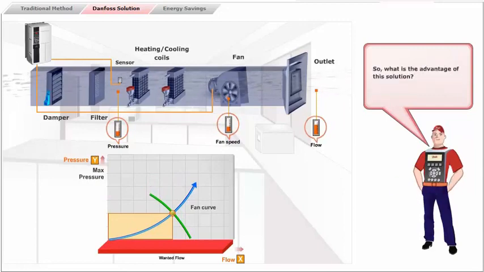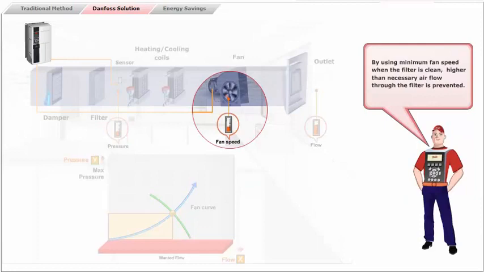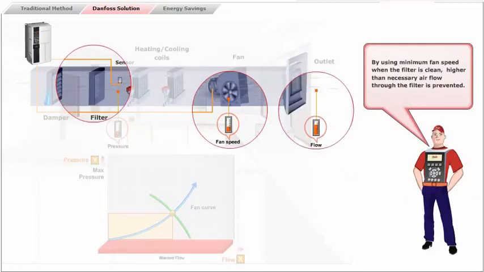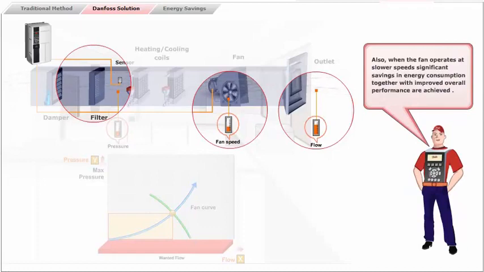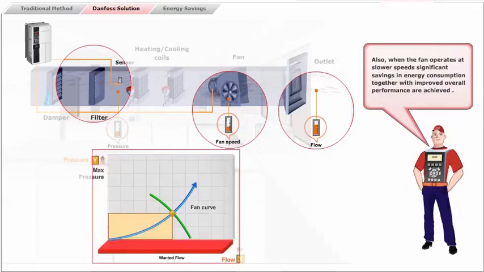So, what is the advantage of this solution? By using minimum fan speed when the filter is clean, higher than necessary airflow through the filter is prevented. Hence, the dust holding capacity and life of the filter is increased significantly. Also, when the fan operates at slower speeds, significant savings in energy consumption, together with improved overall performance, are achieved.